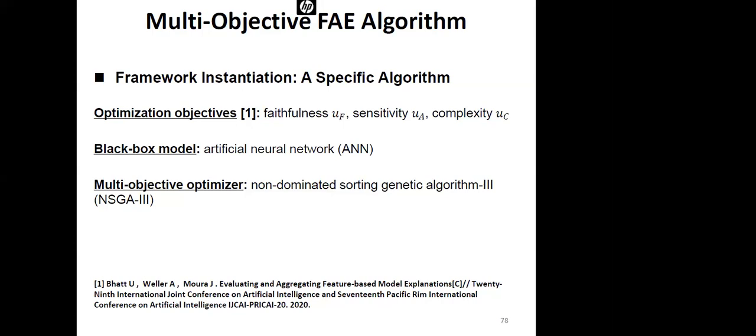I want to show just one set of experimental results. In this particular instantiation of the framework, the optimization objectives pick up three metrics: faithfulness, sensitivity, and complexity. There are actually other metrics we can use. And for the model we still use neural networks, which I am slightly more familiar with. The algorithm we use is MSJ2 by KIOS, which is a multi-objective optimizer as well. That's not the crucial point.